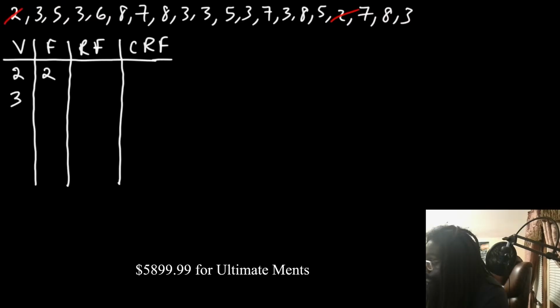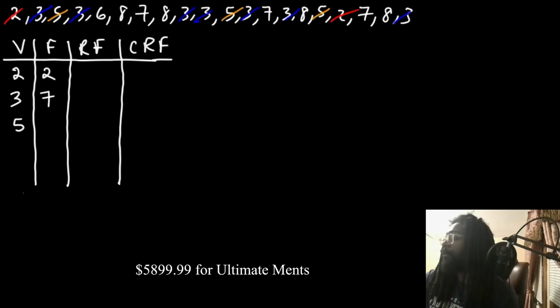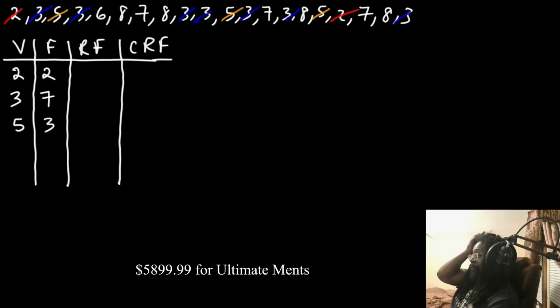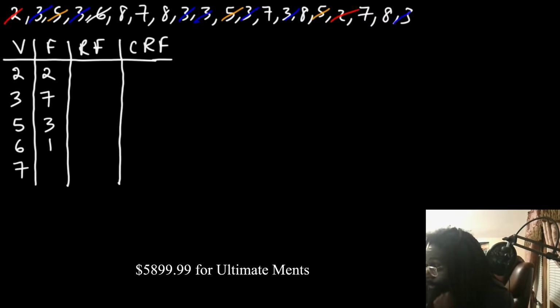Next, we have a 3. And we have 1, 2, 3, 4, 5, 6, 7 3's. So that's the frequency. The next number in the list is 5. We have 1, 2, 3 5's. Now we only have 1 6, which is here. Next is a 7, and there's 1, 2, 3 7's. And I need to extend this list. And then finally we have some 8's. 1, 2, 3, 4 8's.